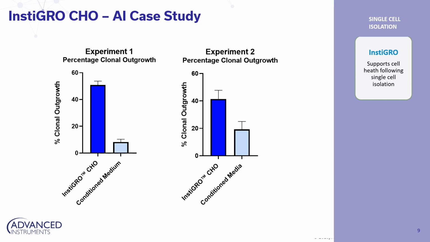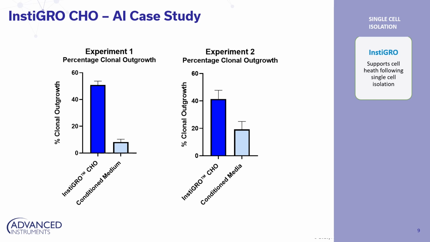As you can see, the data nicely demonstrates the ability of InstaGrow to consistently support cells and generate a high population of clonal colonies. By comparison, plates seeded with conditioned medium gave rise to fewer clonal colonies and were outperformed by InstaGrow on both occasions.